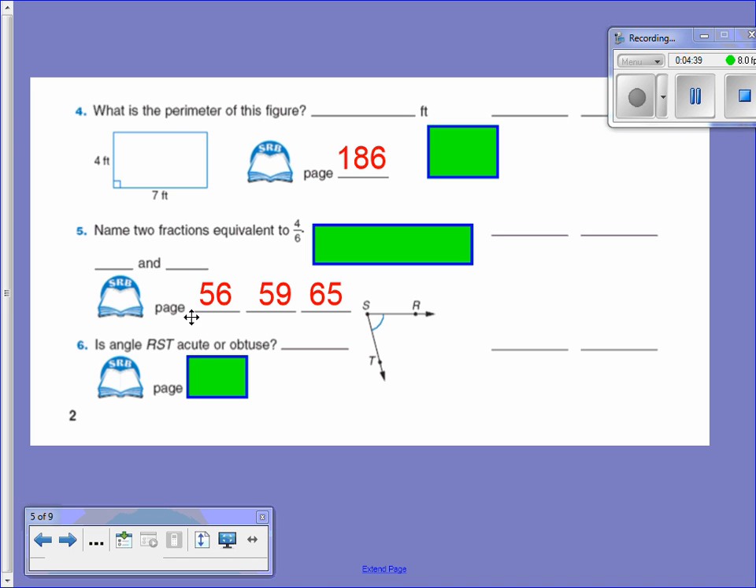Number 6 is angle RST, acute or obtuse. If you don't remember what these words mean, please take a look at student reference book page 139. Help refresh your memory and you'll be just fine on these problems.